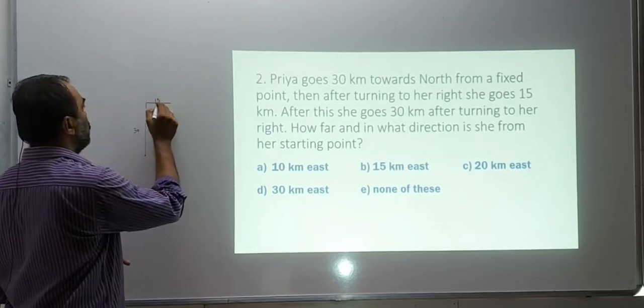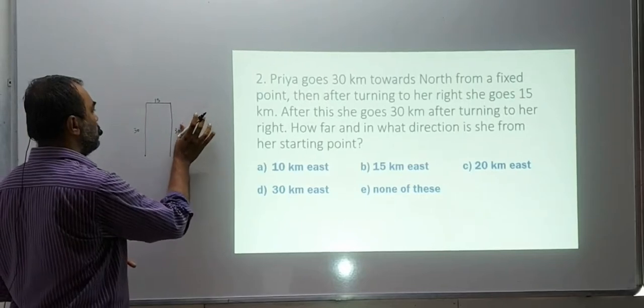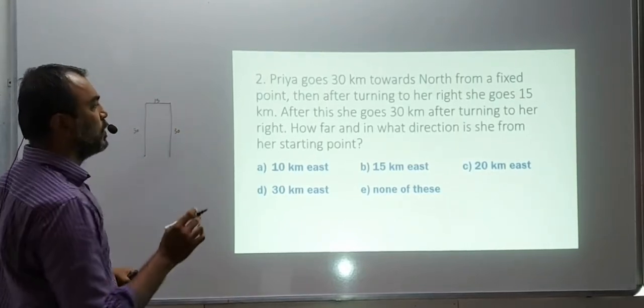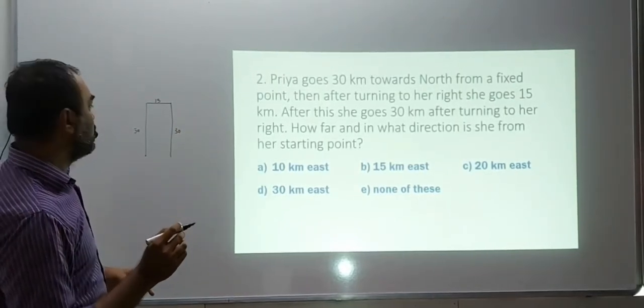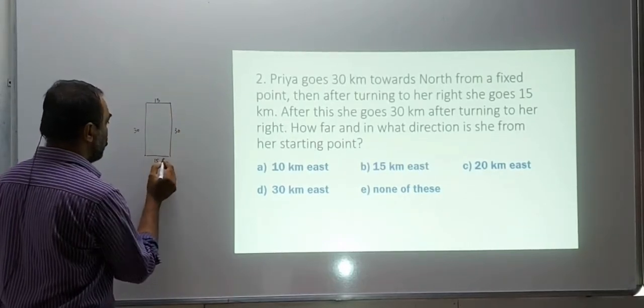Okay, so this is 15. And she walks down 30 kilometers again. Right? So what is the question asked? How far in what direction from the starting point? So she is how much direction? We can see 15 and from the starting point.